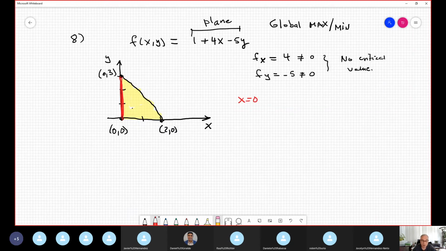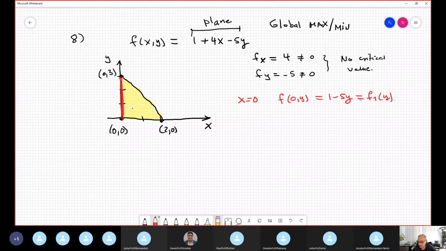You travel on the y-axis, x equals 0. So x equals 0, and my function is f(0, y). Use substitution, x equals 0. So my function is y minus 5y. I call this function f1, depending only on y.